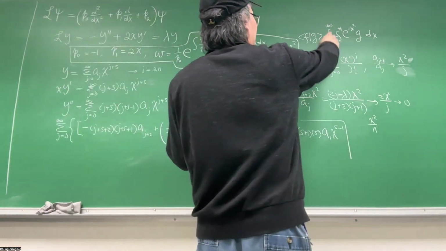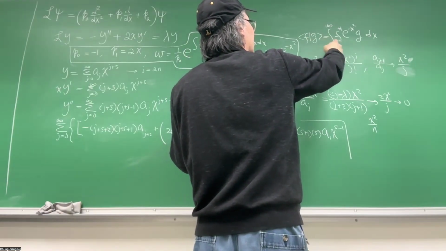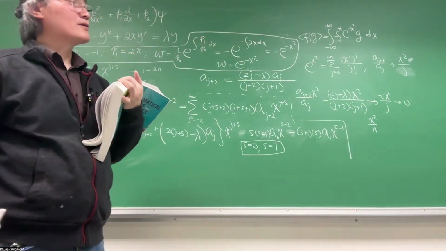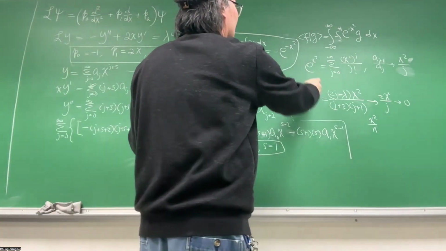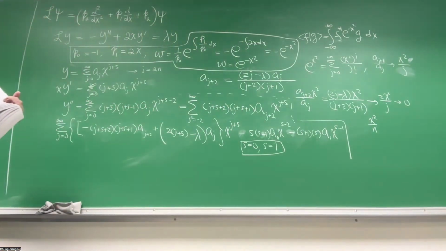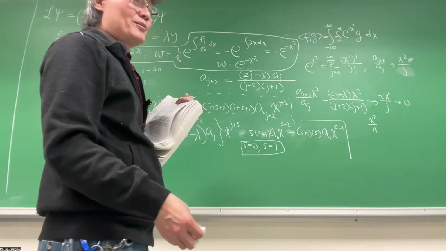I mean, asymptotically, they behave like that. So it means the scalar product is not well defined. The whole thing blows up with this kind of asymptotic behavior. So that's not good. You cannot define your scalar product even with this w.